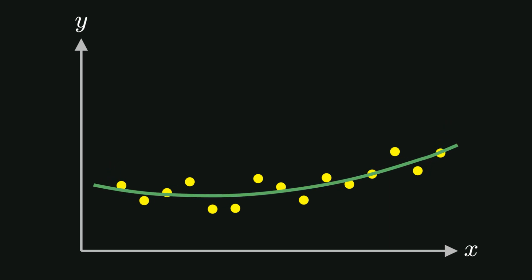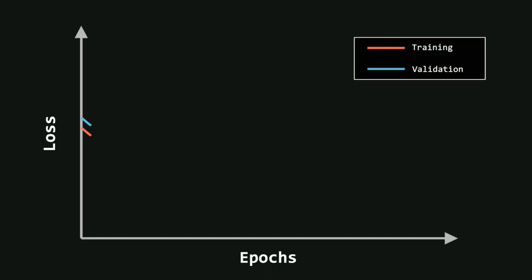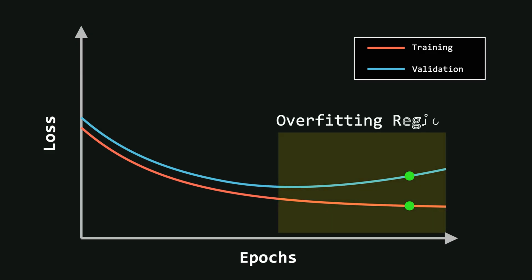What we really want is a curve that's trained well, one that captures the true pattern in the data without learning the noise. Here is what typically happens during training. At first, both the training loss and the validation loss, that is the loss on unseen data, start decreasing. But after a certain point, while the training loss keeps going down, the validation loss starts increasing. That's the moment when the model begins to overfit. This is what we call overfitting.